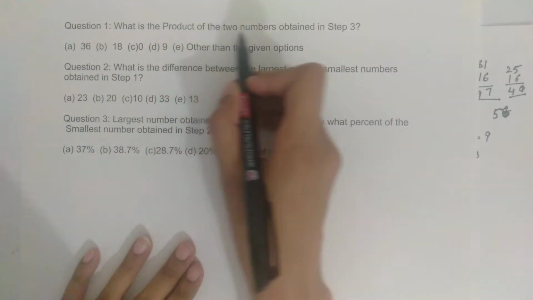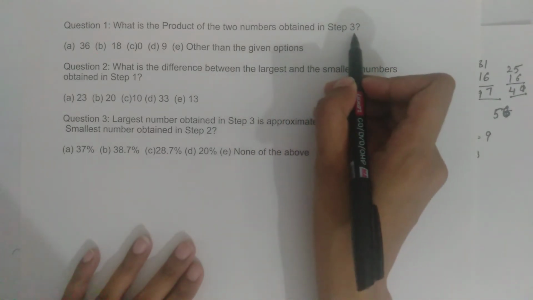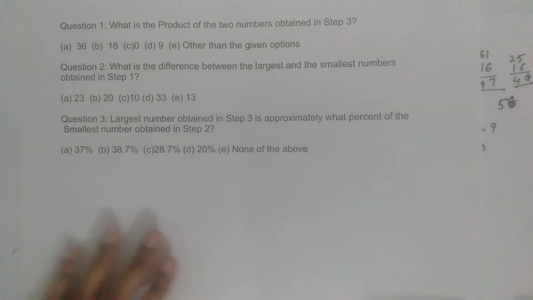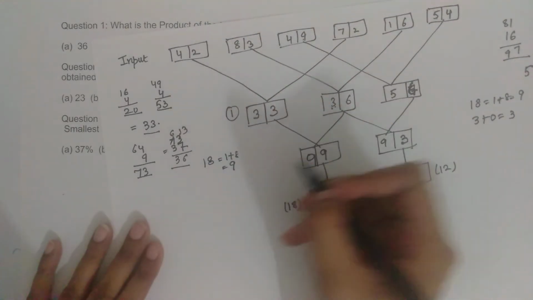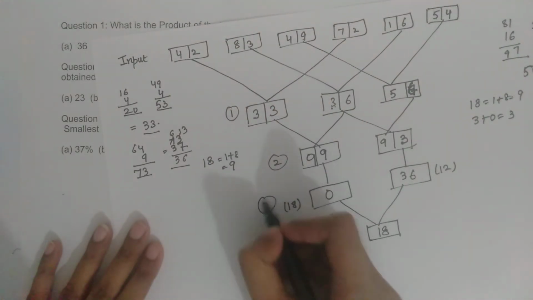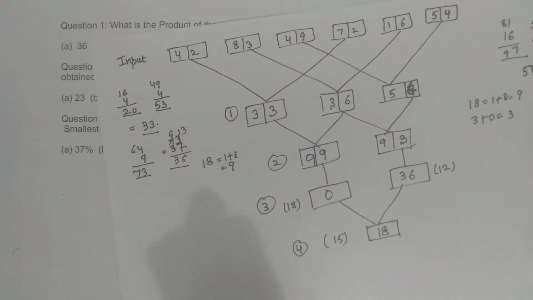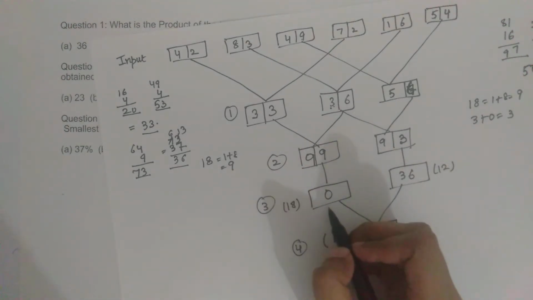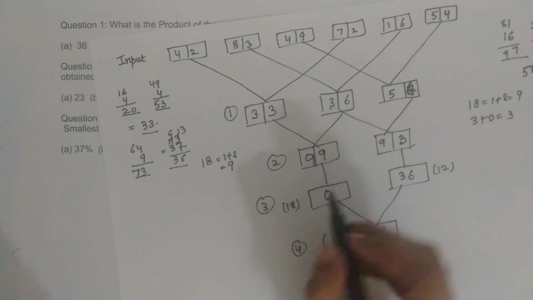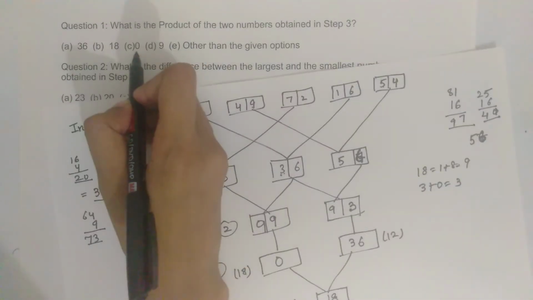First question is, what is the product of the two numbers obtained in step 3? The two numbers you have in step 3, you have to take their product. 1, 2, this was step 3 and this was the last step, that is step 4. Now the two numbers we obtained in step 3 are 36 and 0. So according to that the answer will be 0.